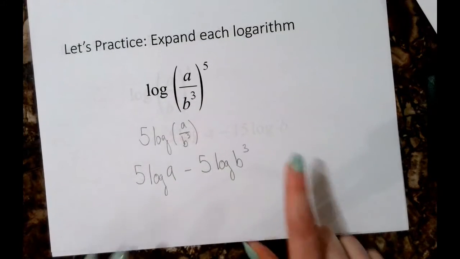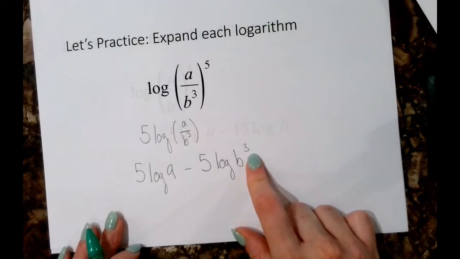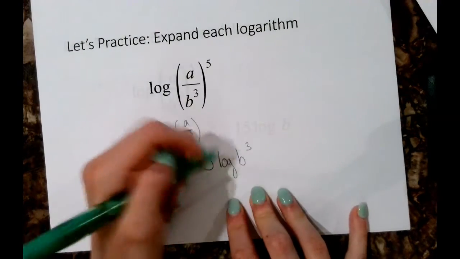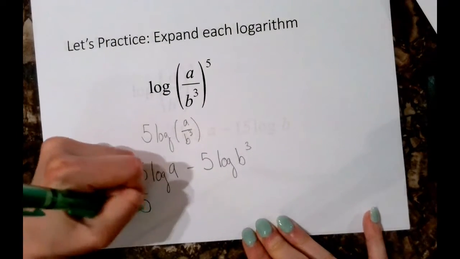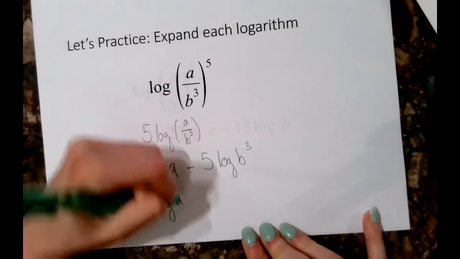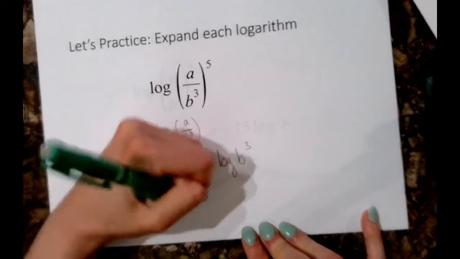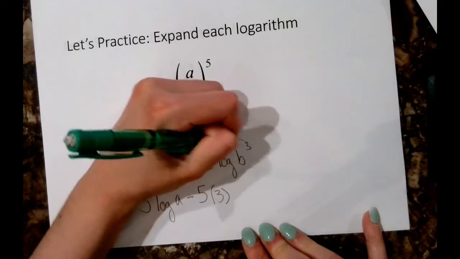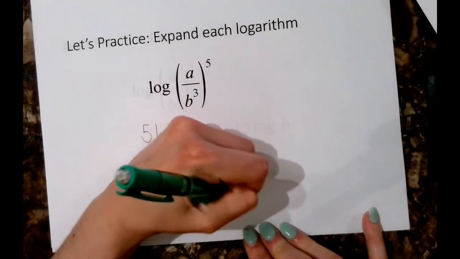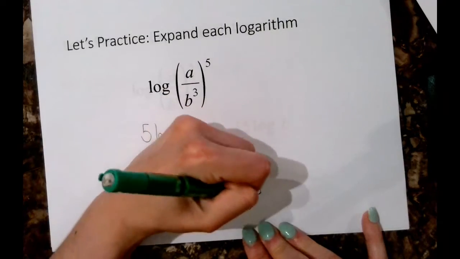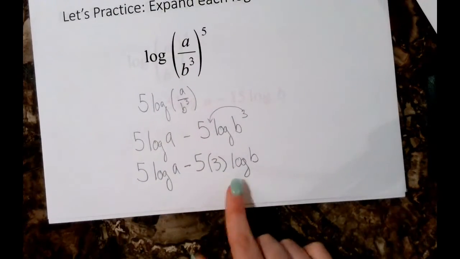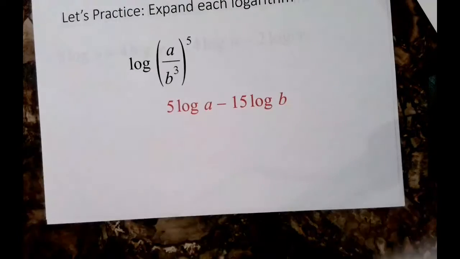Well, we don't like having exponents inside of a log, so let's take it and move it out in front. So this is 5 times 3, because we're moving this 3 out in front, log b. And then you can simplify this out. 5 times 3 is 15. Boom.